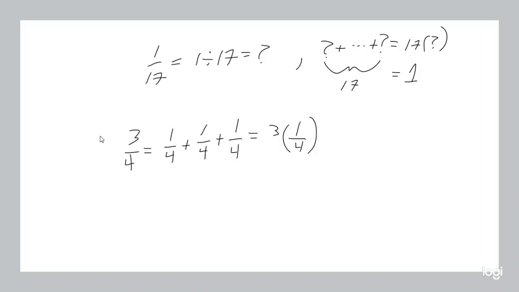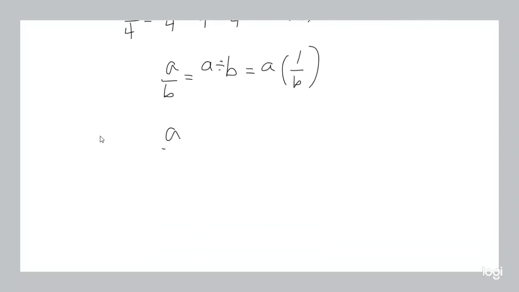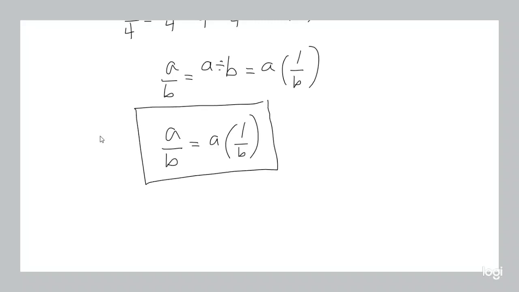Now, once you realize that that's what fractions are, that a over b, it's just a times 1 over b, well, then that changes everything. Because if a divided by b is a times 1 over b, and this is true for all division, well, then all division is just multiplication. See, all division is just multiplying by a fraction in the form of 1 over the number that you're dividing by. For example, 5 divided by 3. Well, that's 5 times 1/3.